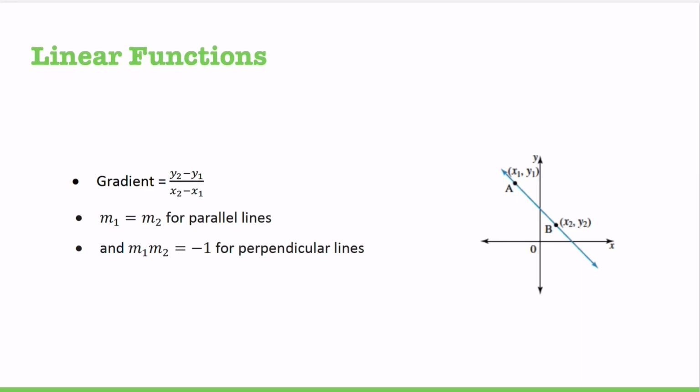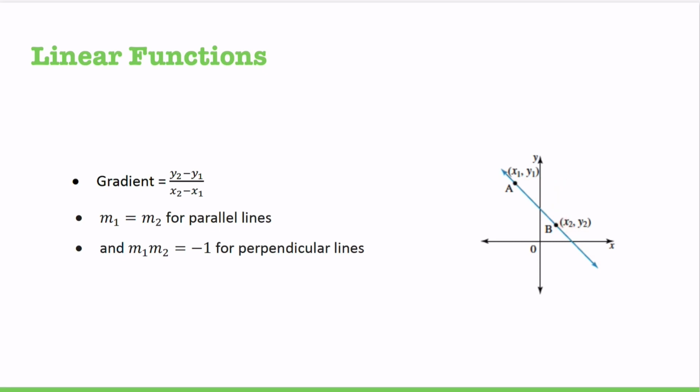Today we are starting with linear functions. The key feature of a linear function is that it has a constant gradient, as in it keeps going down or upwards at a constant rate. The amount that it runs is the same amount that it rises every single step.